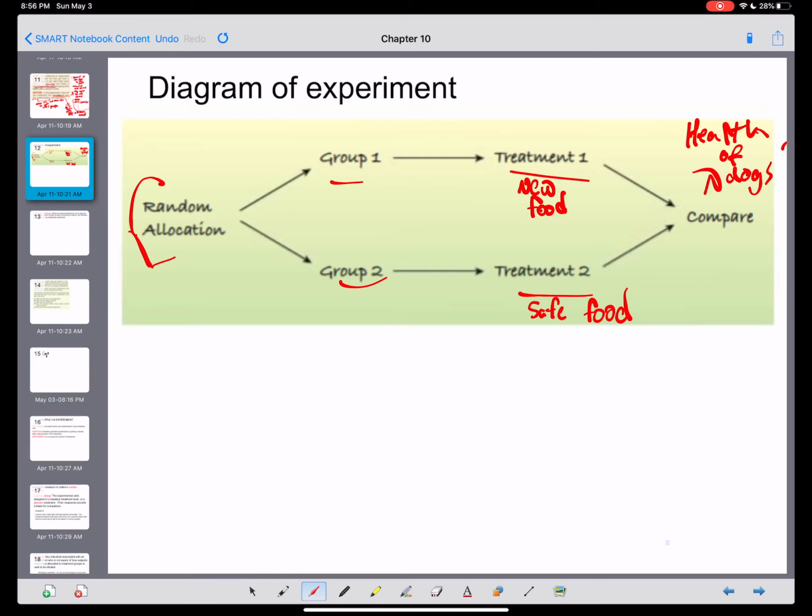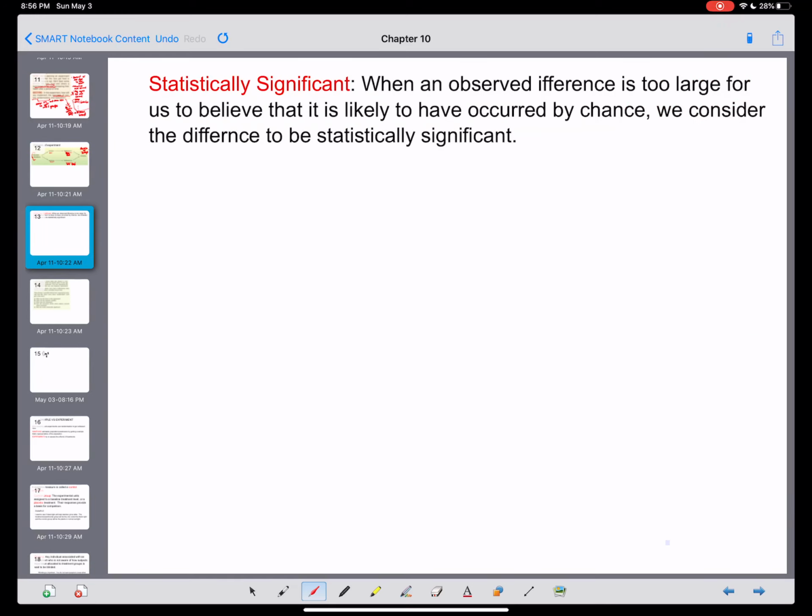Slide 13. Statistically significant: when an observed difference is too large for us to believe that it is likely to have occurred by chance, we consider the difference statistically significant. Meaning when something's out of place, that's pretty much an indicator. Like, oh wow, this is out of place, this is significant, right?